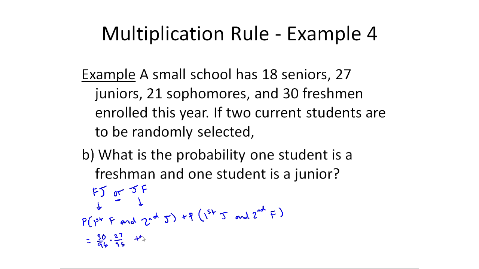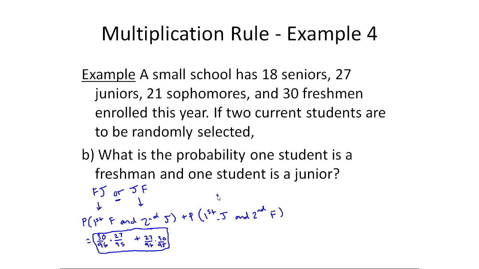Okay, and then it's plus, and now the same kind of process here. There's 96 students. What's the probability the first is a junior? Well, that'd be 27 out of the total. And then times, say you picked a junior first, what's the probability you pick a freshman now? Well, there's 95 students left, but you picked a junior first, so there are only 30 freshmen left. So whatever this comes out to be as a decimal or percentage would be your final answer. And again, I'm not simplifying here.